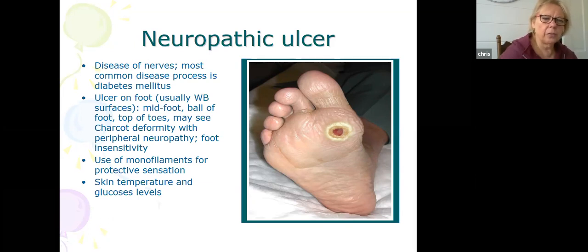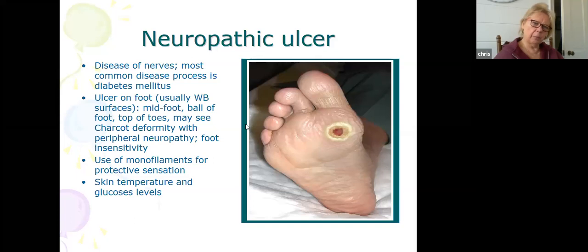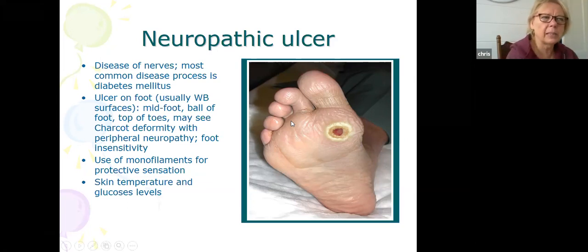So there's an ulcer on the foot, weight-bearing surfaces, mid-foot, ball of foot, top of foot. You may see it with a Charcot deformity, which is when the bones become weak and they collapse. I'll show you a picture of it in a minute. And it's secondary to peripheral neuropathy. The patient has foot insensitivity. So at the end of this talk, I'll show you the monofilaments that a therapist will use to check for protective sensation.